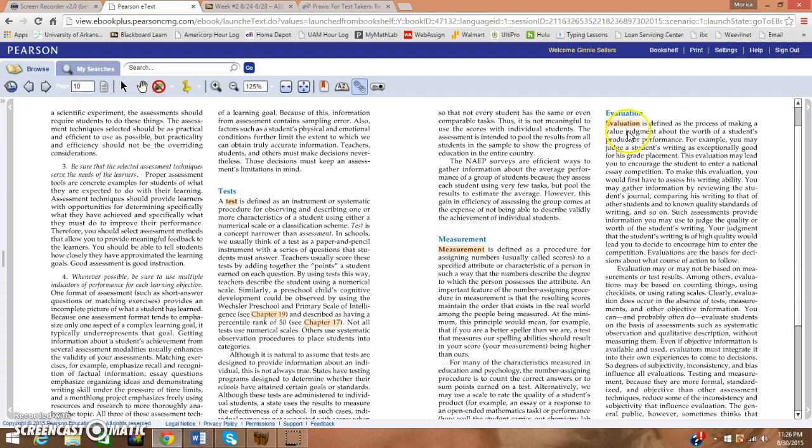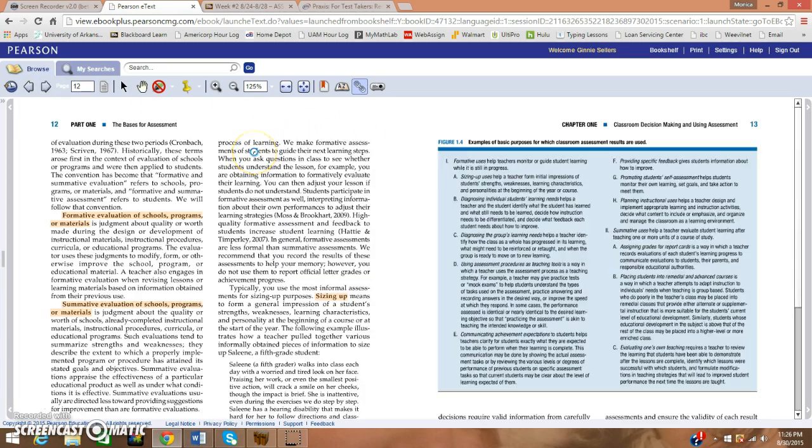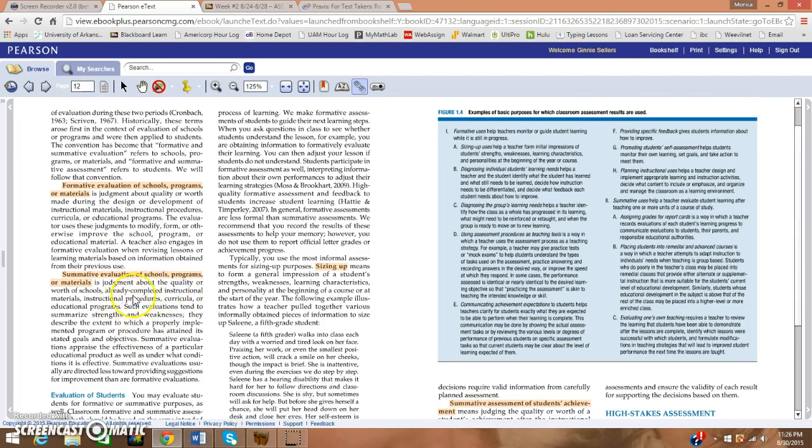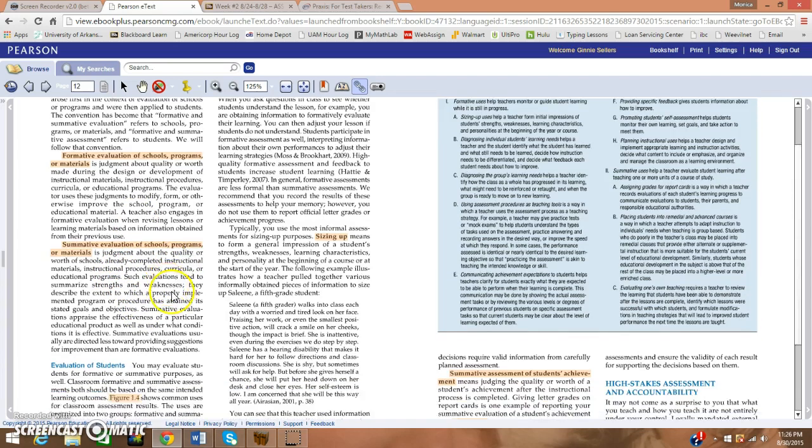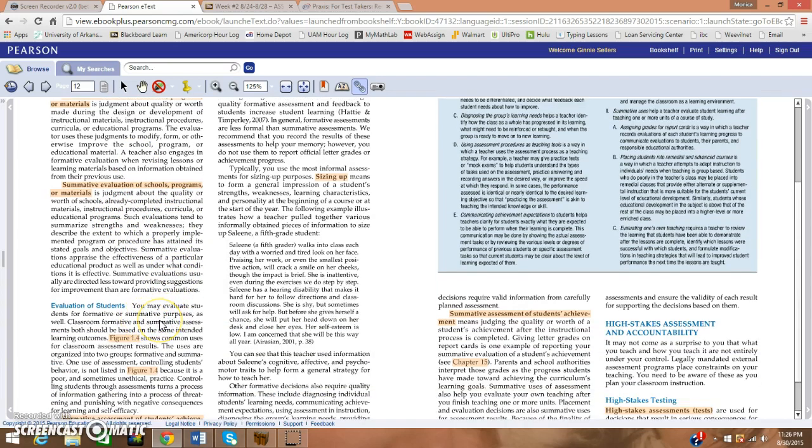And over here is an evaluation, and it's the process of making a value judgment about the worth of a student's product or performance. And then as we move on, we learn that formative and summative evaluations are important, and formative is during the design or development of instructional materials, and this one, summative, is after it's already completed. Now the evaluation for students, formative and summative should be based on the same intended learning outcomes.